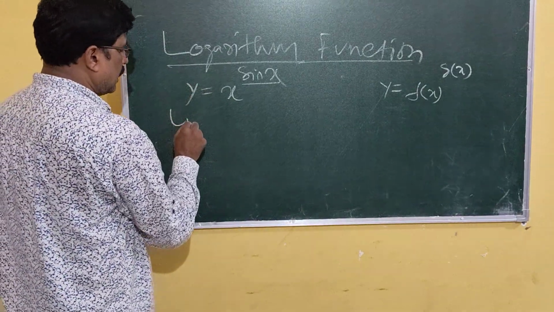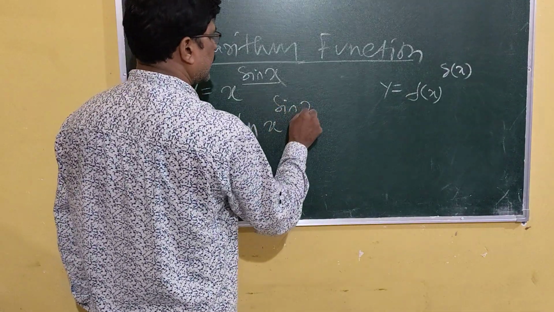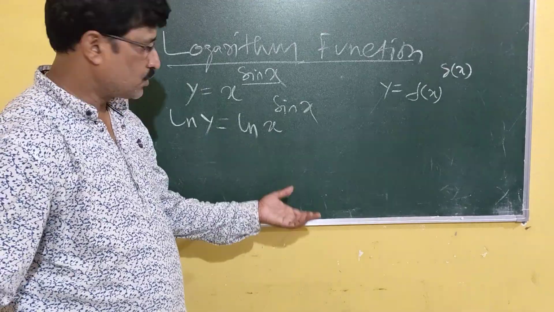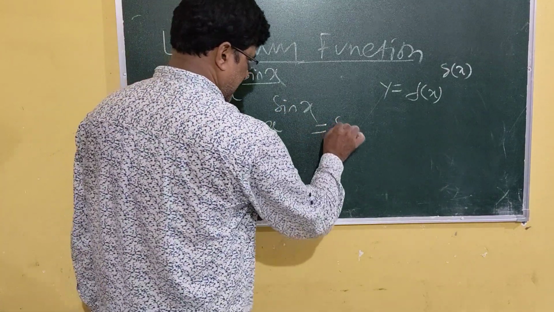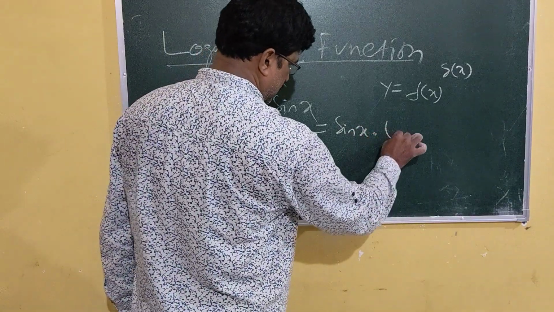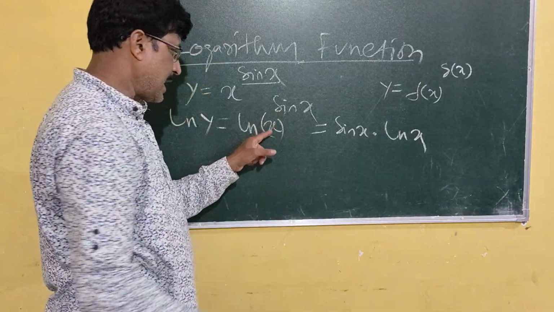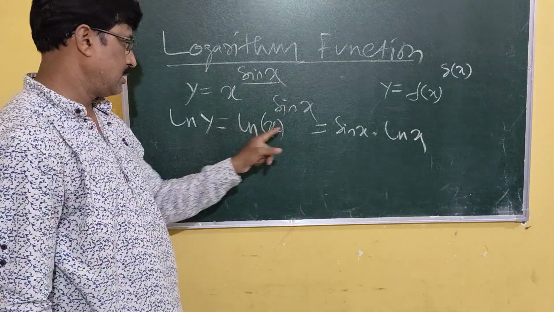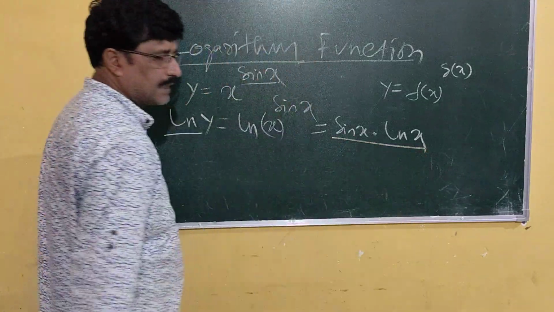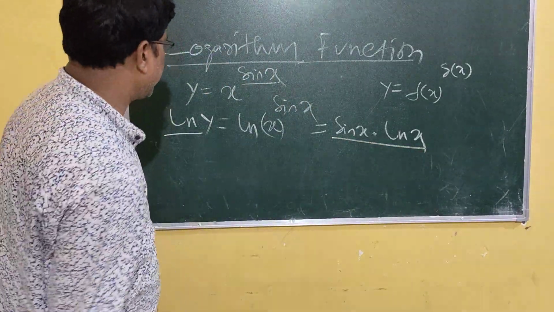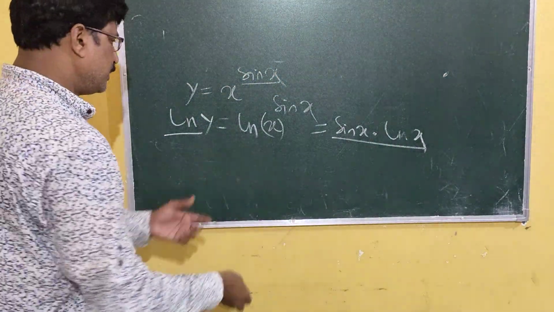This means ln y is equal to ln x to the power sin x. So ln x to the power sin x comes to sin x into ln x. Here ln m to the power n becomes n log m. Now we can see it becomes like this, so easily we can find the solution to this type of problem by the u into v method.